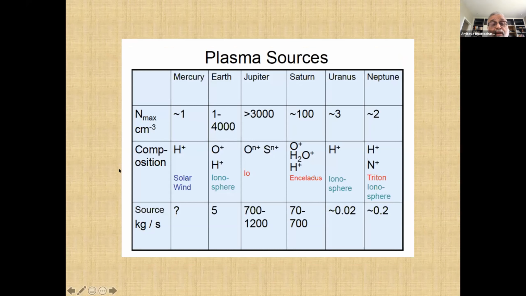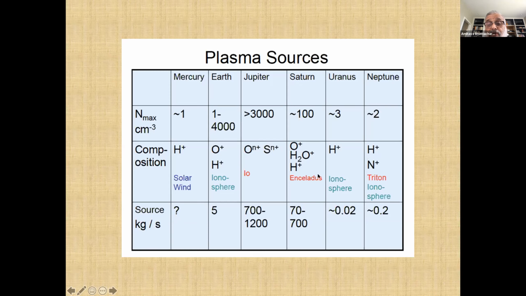And so here is a list of plasma sources for Mercury, for Earth, for Jupiter, Saturn, Uranus, and Neptune. You're looking at particle compositions. Earth varies, of course, and oxygen and hydrogen from the ionosphere, as Dana talked to you about, provide major composition for the Earth's magnetosphere. In the case of Jupiter, it is mostly oxygen and sulfur from Io.